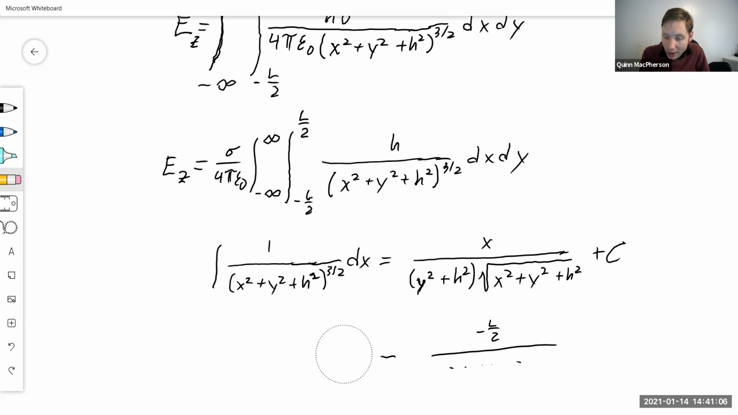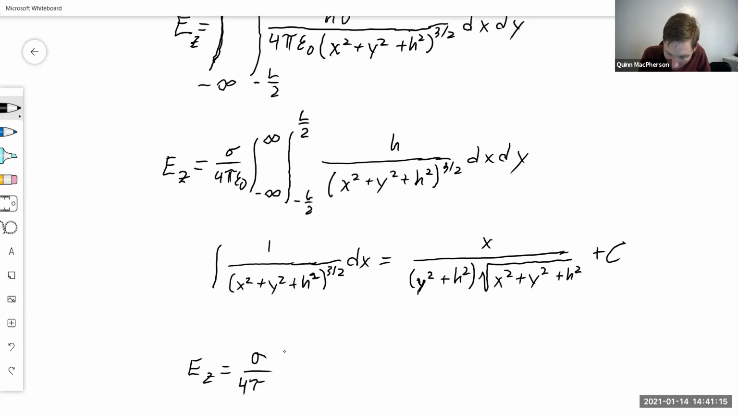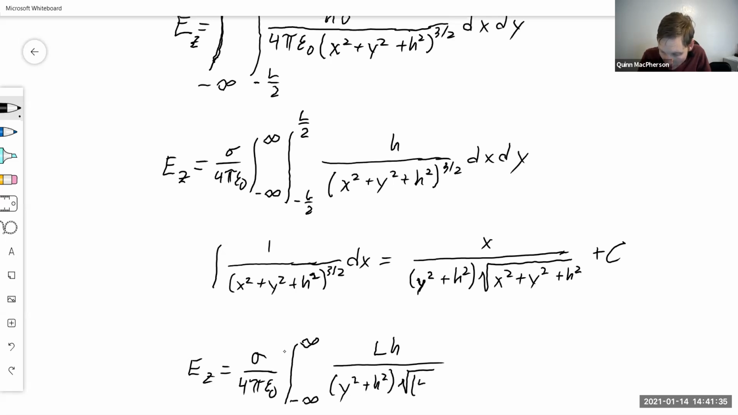So I'm just going to write all that out, where the resulting dEz is equal to, same thing, sigma over 4 pi epsilon naught. I still have my other integral, minus infinity to infinity, of LH over y squared plus h squared, times the square root of (L over 2) squared plus y squared plus h squared, dy.